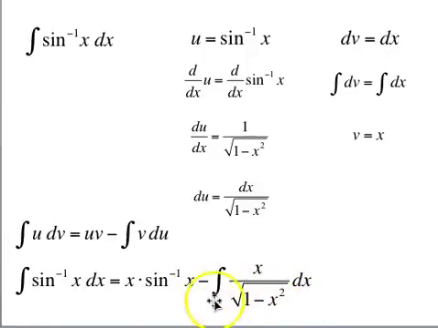This integral can be solved using U-substitution. If u is 1 minus x squared, its derivative of negative 2x is sort of in the numerator. If the numerator is a multiple of the derivative of u, then you have a chance for U-substitution to work.